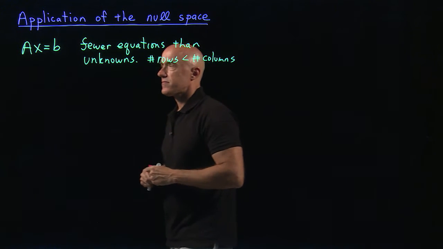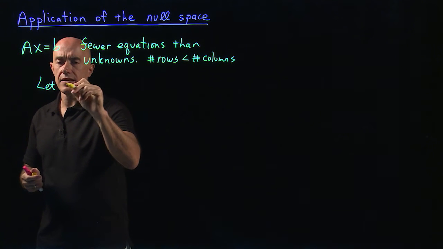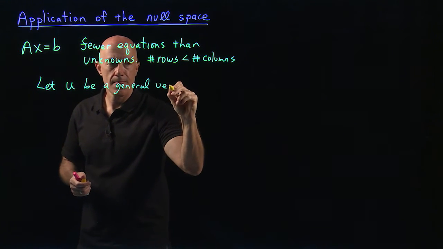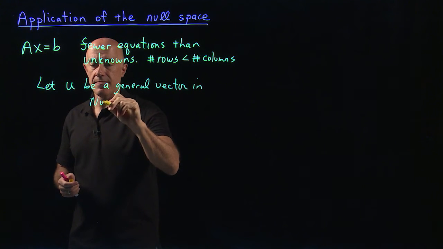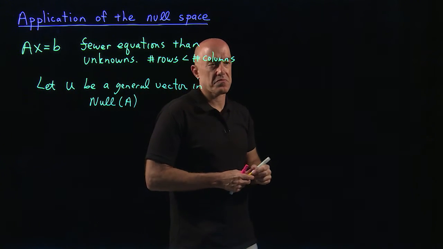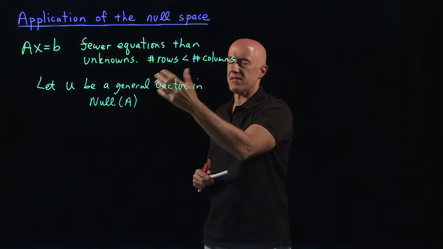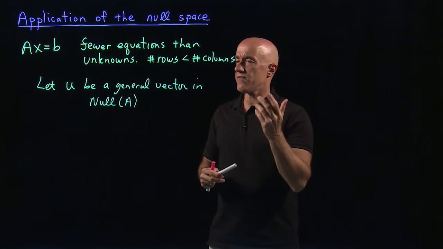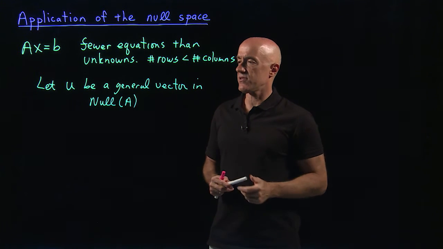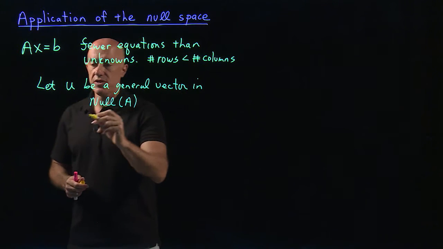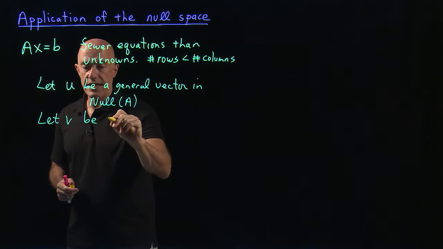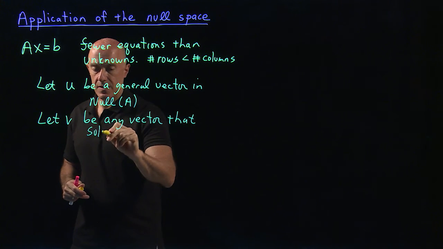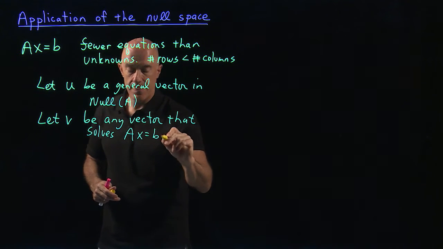So how do we do that? Well, let u be a general vector in the null space of A. The null space of A may have 2 or 3 vectors as basis vectors, so the general vector will be a linear combination of the basis vectors of the null space of A. Then we're going to let v be any vector that solves Ax equals b.